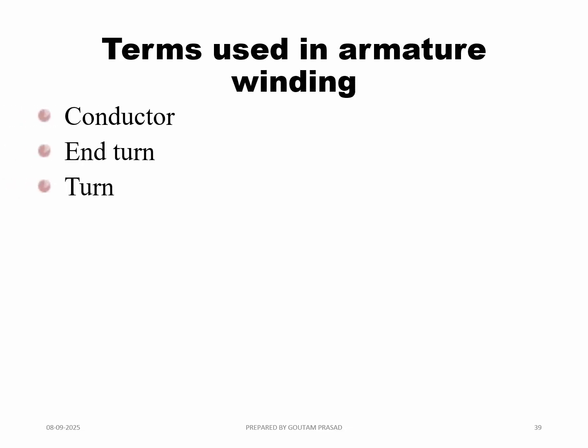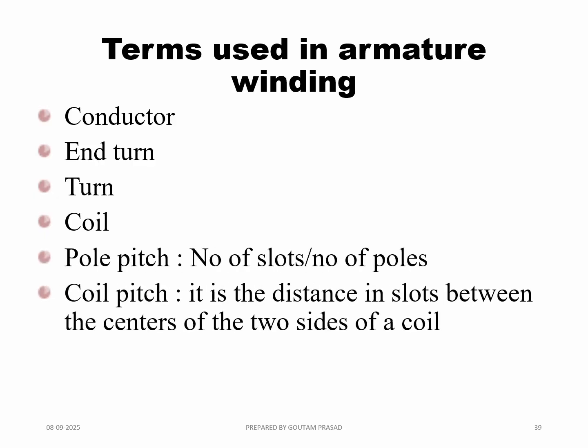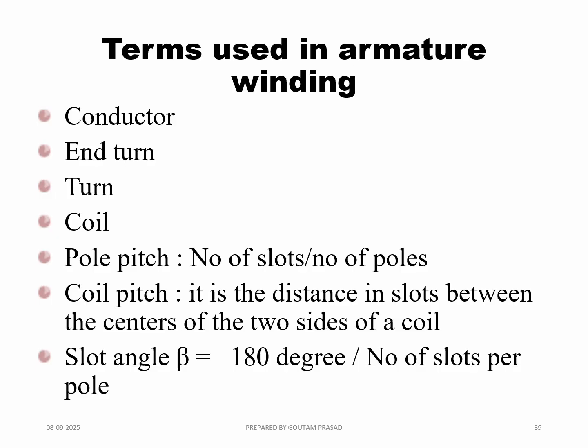Now let's explore the terms used in the armature winding. You have conductor, you have turn, you have coil, you have pole pitch. Pole pitch is nothing but the number of slots per pole. Coil pitch is the distance between the two sides of the coil in terms of number of slots. Slot angle is basically the angle made by one slot at the center. This is 180 degrees divided by number of slots.